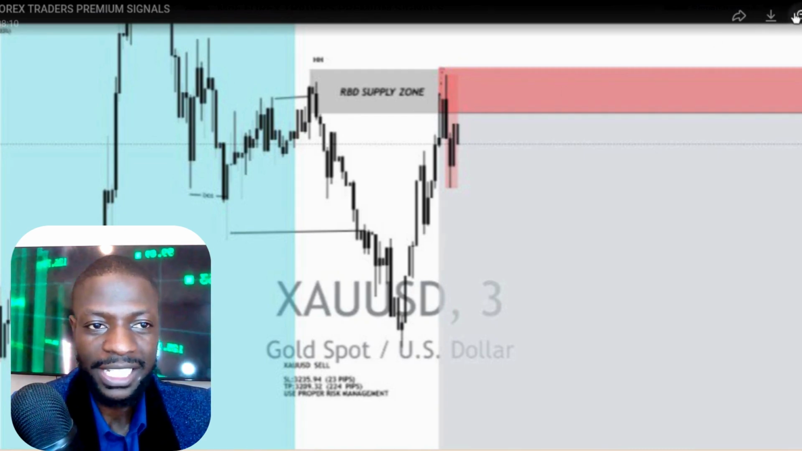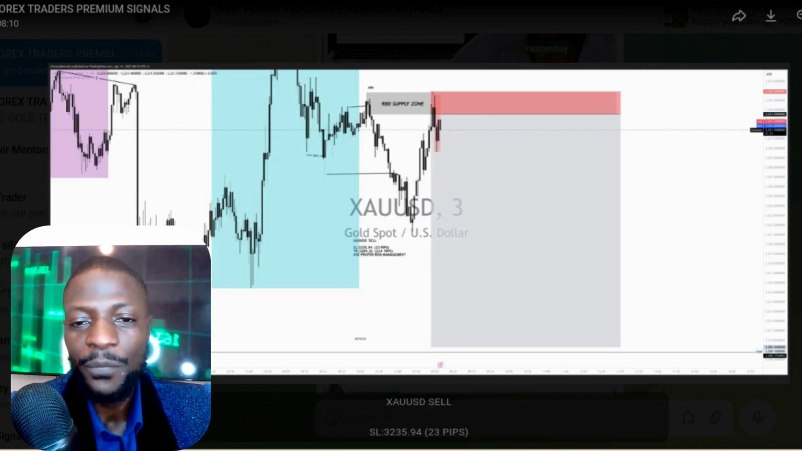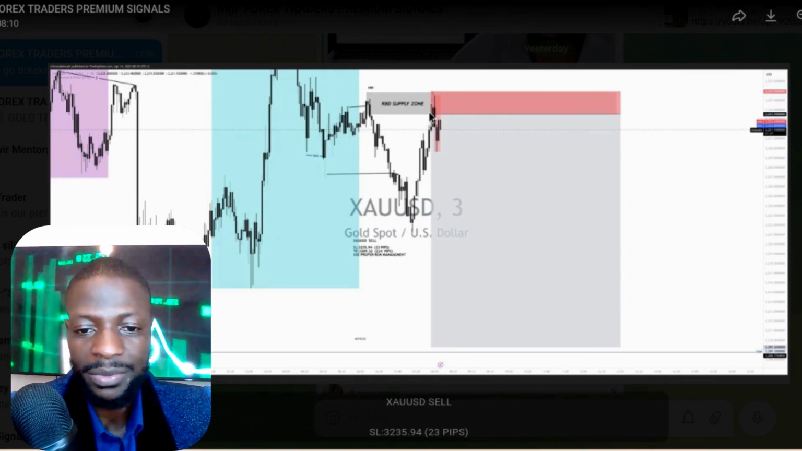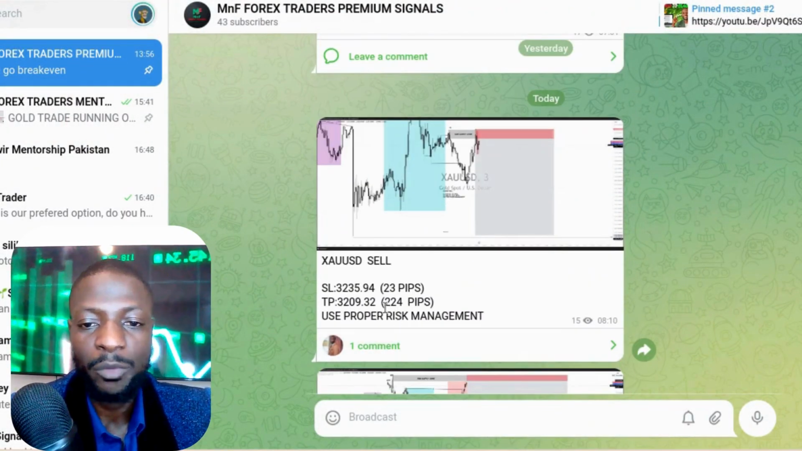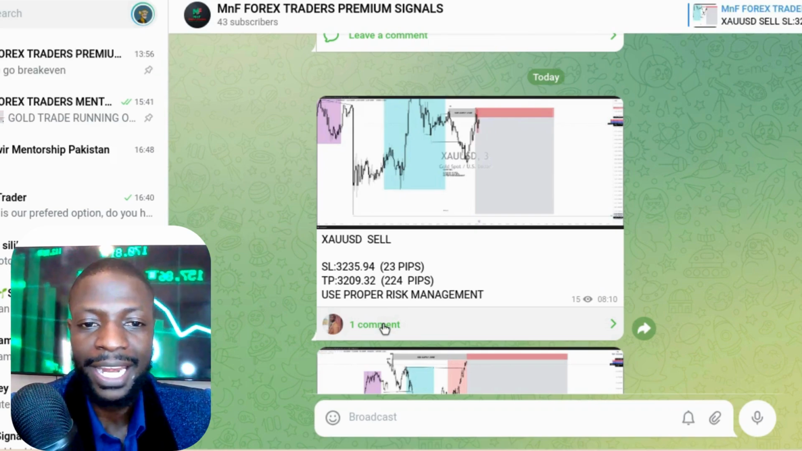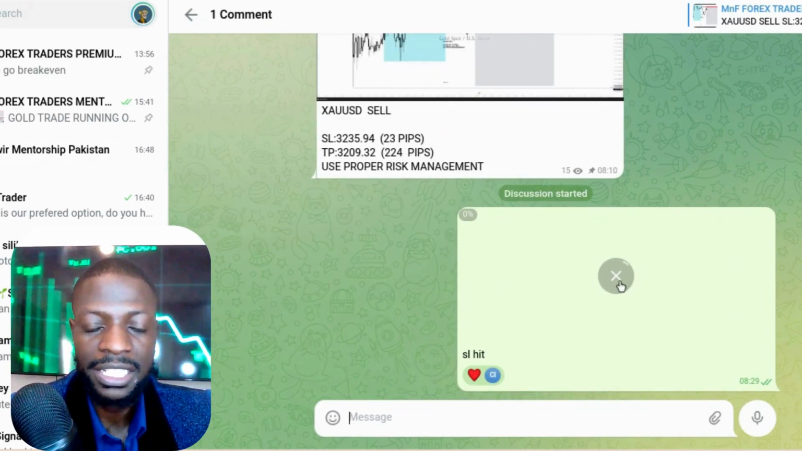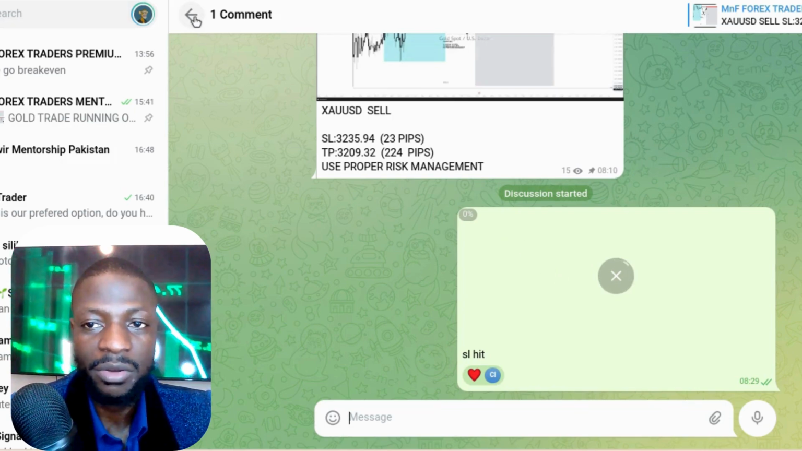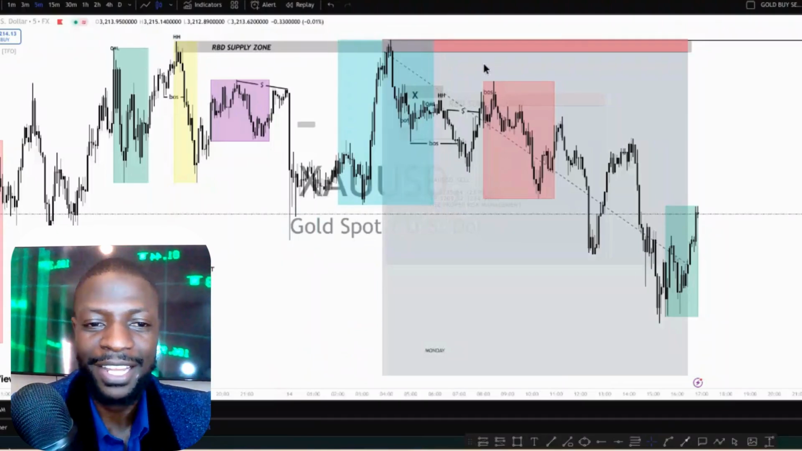So when I spotted this, I was like, okay, this is an opportunity for us to sell with the overall direction where the market had forecasted. We can see that once we entered from here, our stop loss was 23 pips and our target was 224 pips, right? So at the end of the day, this market ended up taking us out for a loss. I'll show you. Let's see if it can load. So we ended up taking a loss on this gold trade right here. Now let me show you what ended up happening after that.